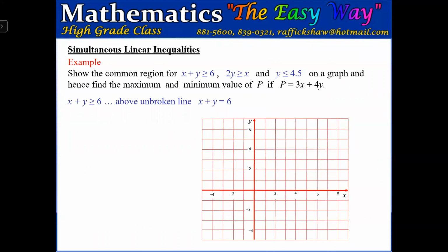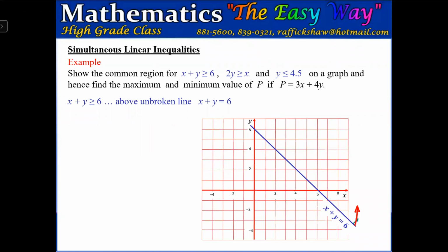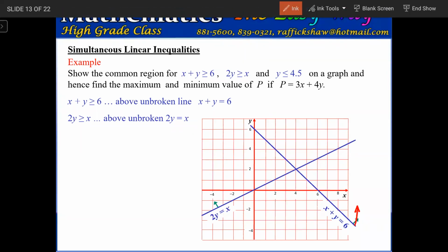So you do the first one. I know that you want above that line, but you don't mark it yet. You just put an arrow pointing above, as I have down here. We're not going to shade it yet. All right, and you draw the second one. And again, you put an arrow pointing above. Don't shade anything yet. Just put an arrow pointing above, meaning that you want above that line.